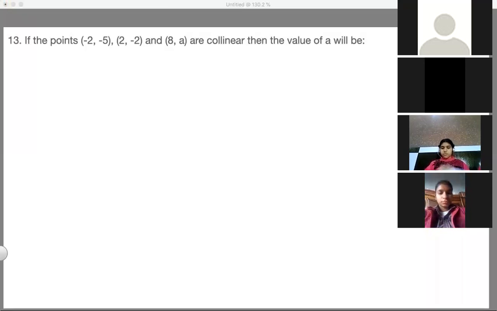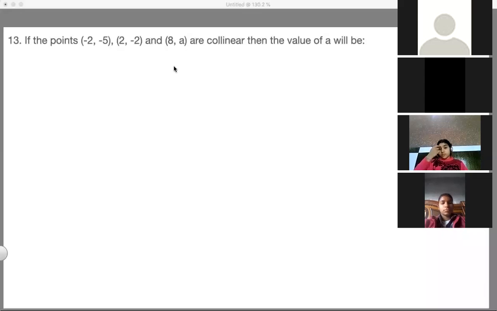If the three given points are collinear, then the value of a will be. Okay, we did a similar question yesterday, I mean day before yesterday when we had the last class. A very similar question we did. Okay, and we said there are two methods we have. The third method we don't have. What are the two methods?